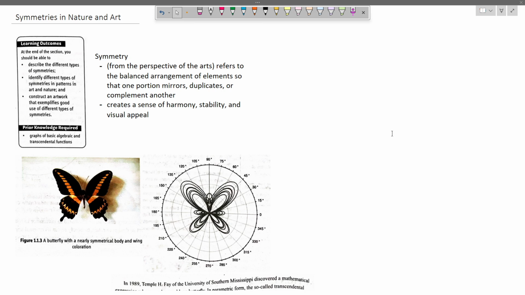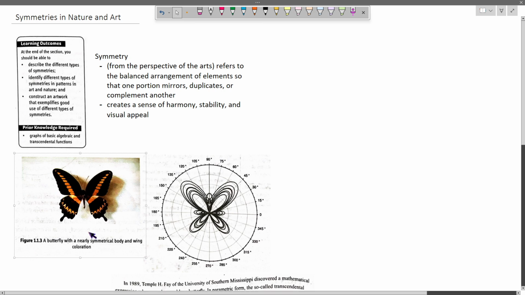So let's start with the definition of symmetry. Symmetry from the perspective of the arts refers to the balanced arrangement of elements so that one portion mirrors, duplicates, or complements another. So it creates a sense of harmony, stability, and visual appeal.